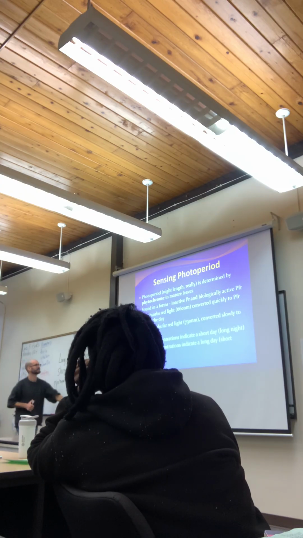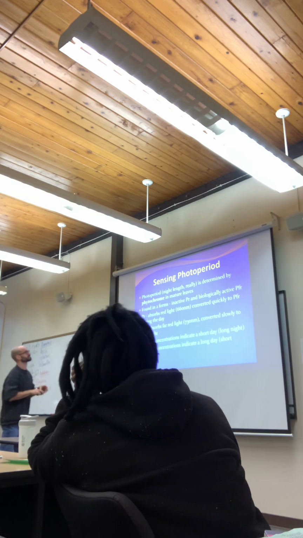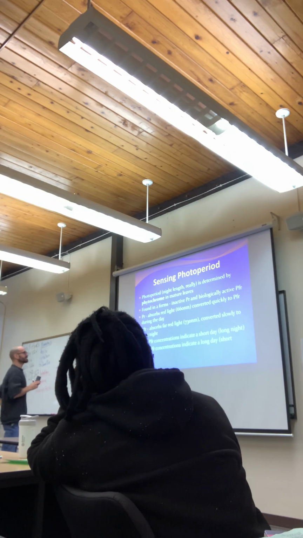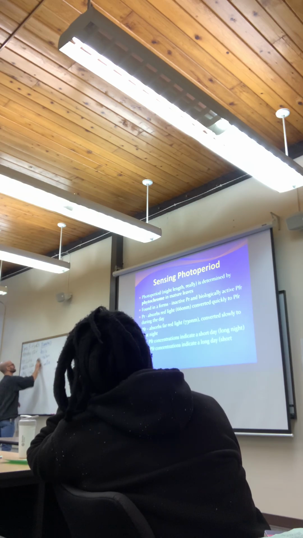So, plants do this through a sensing mechanism that is about light absorption. So they're getting signals from the quality of light, and when they're not getting those signals, then they understand that it's dark. And that's how they know how long the dark period is.